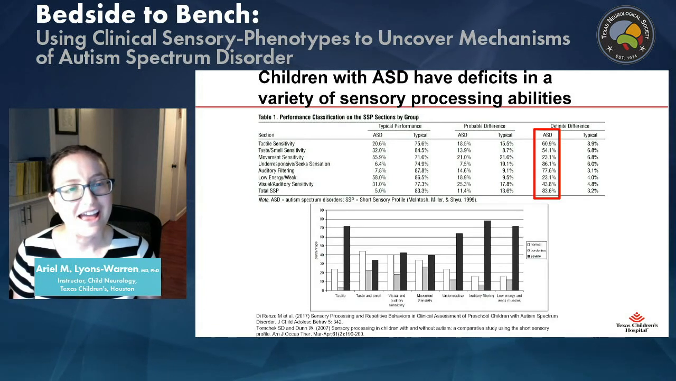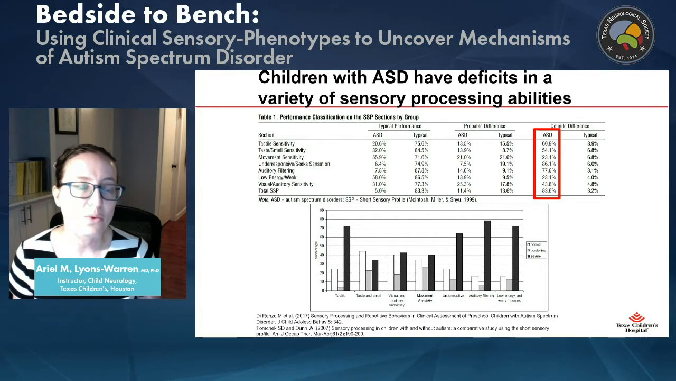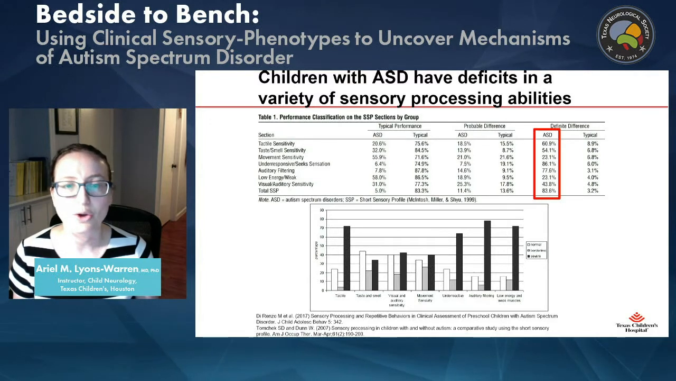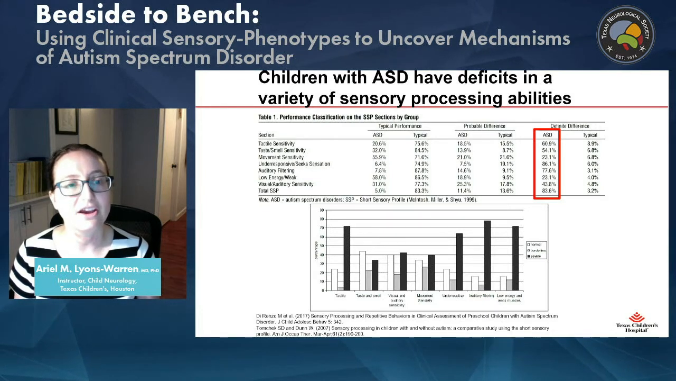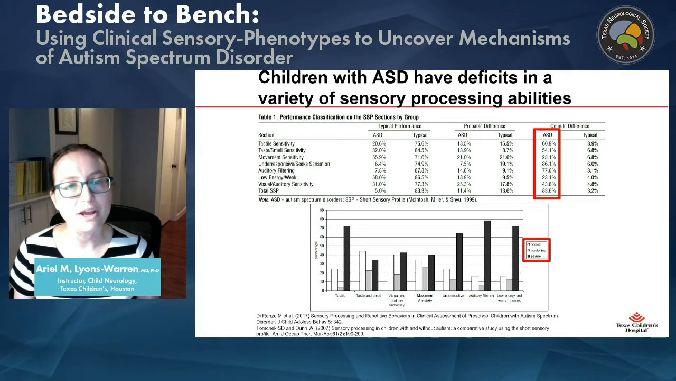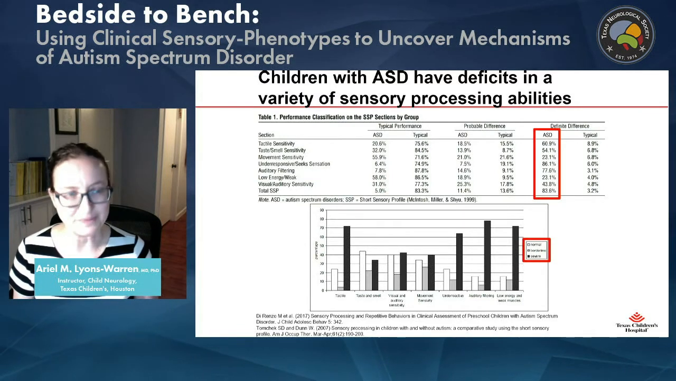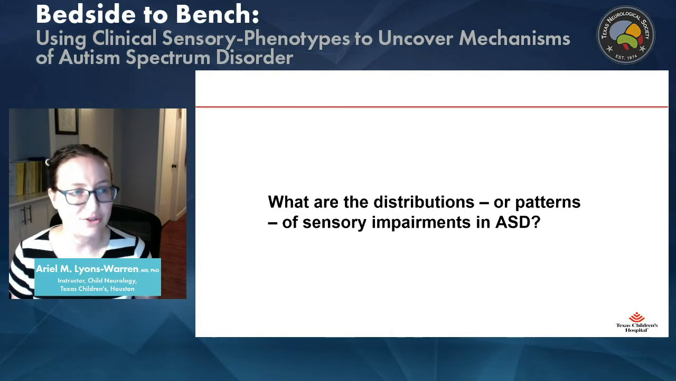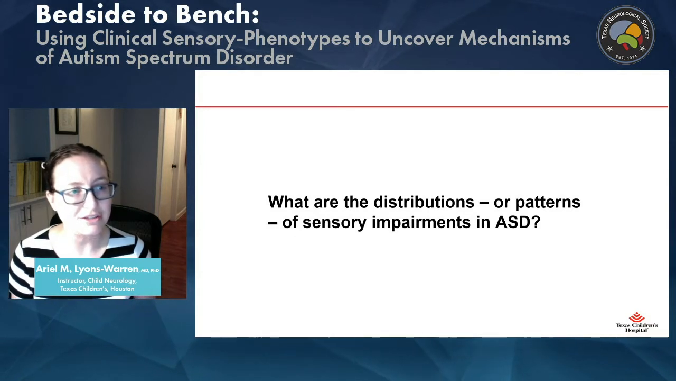Similarly, when we look at this in a bar graph format, again, white is normal, gray is borderline, and black is severe. On the y-axis, we have the percent of children, and the x-axis is the different sensory categories. We again see in children with autism, all those black bars are really high. They are impacted in many different areas. So we wanted to understand what are the distributions or patterns of sensory impairment in autism? Such a heterogeneous disorder, but are there specific patterns of sensory impairment?